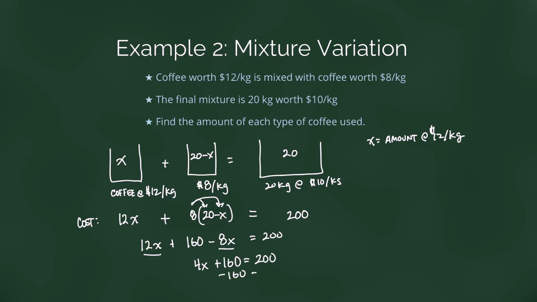Subtract 160 from both sides. We get 4x is equal to 40, so that we get that x is 10. So we see here that we need 10 kilograms of our $12 coffee. And we then also need 10 kilograms of our $8 coffee.